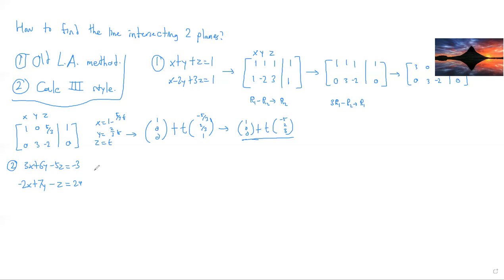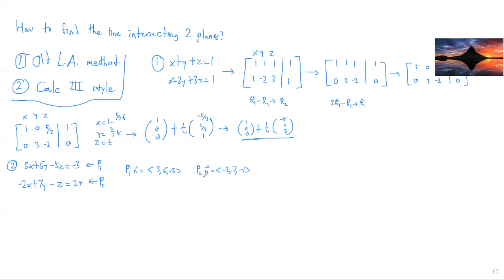So basically, let's call this P1, plane 1, and let's call this plane 2. Plane 1 has a normal vector. The plane 1 normal vector is equal to 3, 6, and -5. P2 has a normal vector of -2, 7, and -1.